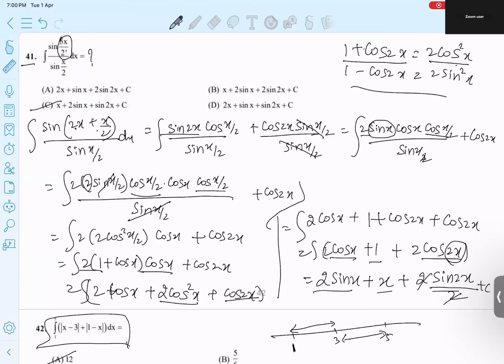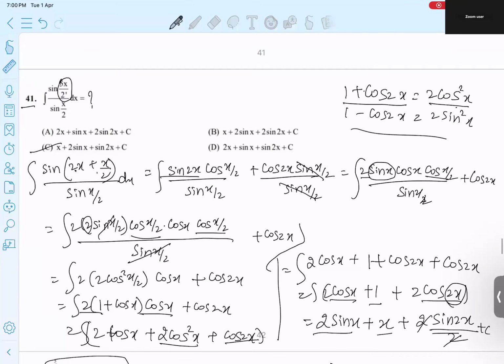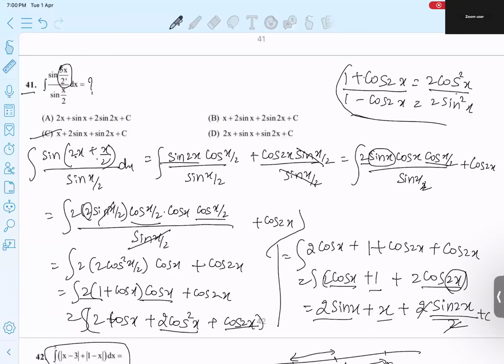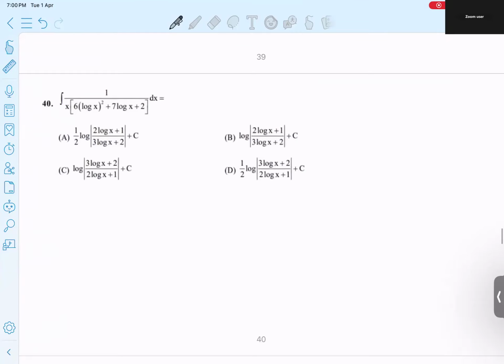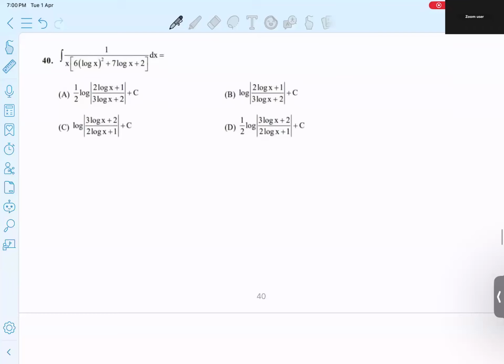Okay, so to solve these kinds of integrals or a bigger differential problem, one should be fast enough with the differentiation as well as the trigonometry identities. Okay, next question. Again, a lengthy problem.